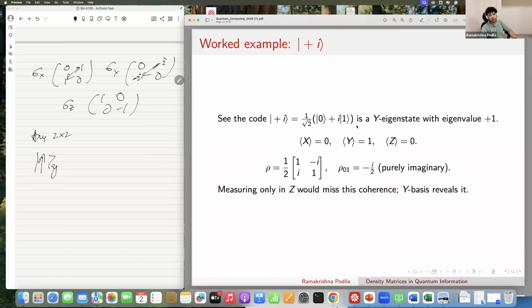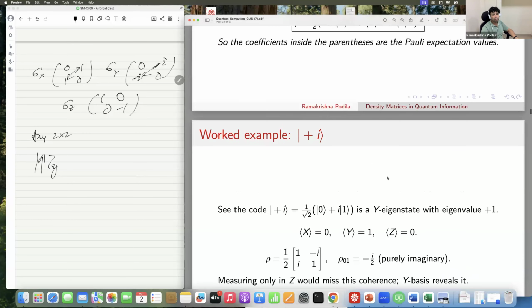That means if I send it through X or Z, then half the time I'm going to get spin up, half the time I'm going to get spin down. Do you agree? Are you with me? Yes. So half the time you're going to get spin up and half the time we are going to get spin down, right? So that means the average expectation value along X would be 0. The average expectation value along Z would also be 0.